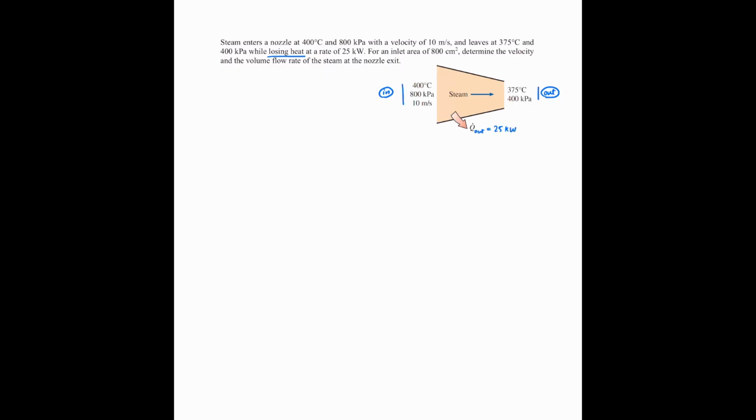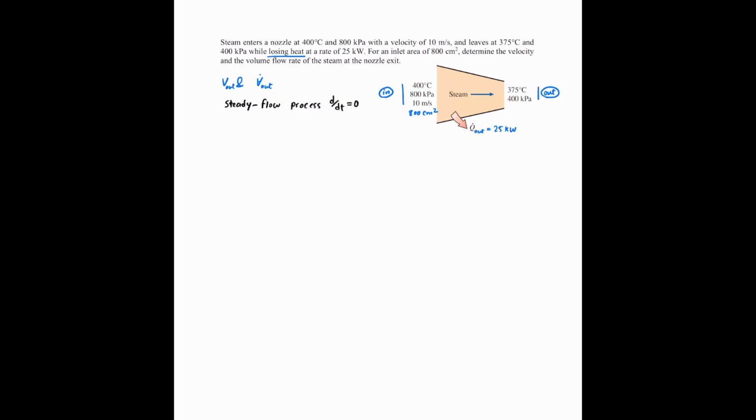For an inlet area of 800 centimeter squared, determine the velocity and volume flow rate of the steam at the nozzle exit. So we are interested in V out as well as V dot out. To solve the problem, I see that this is a steady flow process since there is no change with time. And for steady flow processes, we know that dE/dt is equal to 0.